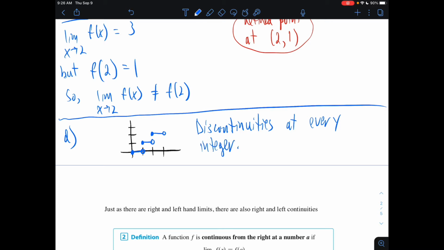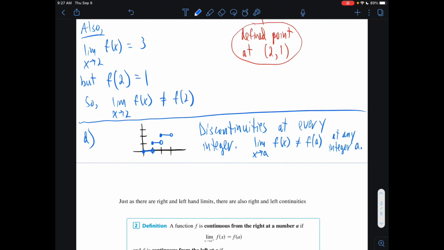So you could say that the limit as x approaches a, which would be an integer, of the function is not equal to the value of the function at any integer a. Not only are they not equal, but really the limit doesn't exist because we've got this jump in the graph. Okay, so that's just a few examples that we can see of discontinuous functions.